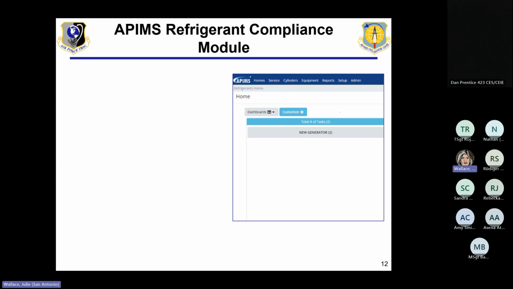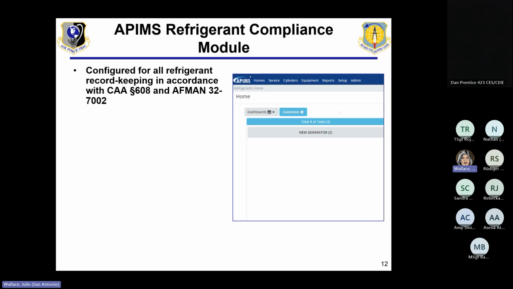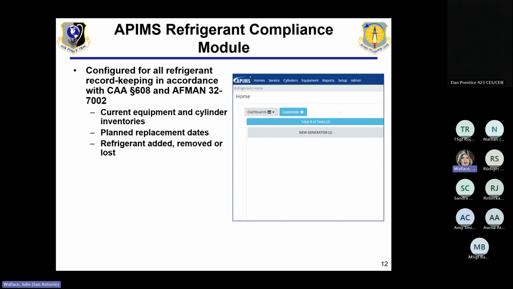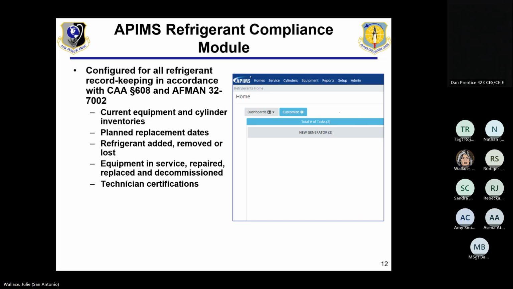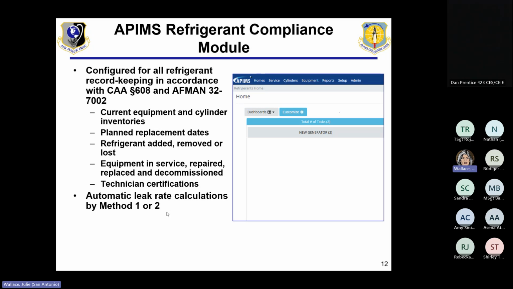All right, now the APIMS refrigerant compliance module. It was configured for all refrigerant record keeping in accordance with the Clean Air Act 608 and the AFMAN 32-7002. Current equipment and cylinder inventory, so this is important. The AFMAN does mandate that you keep your refrigerant equipment inventory up to date in APIMS. You need to have planned replacement dates. You can track the refrigerant added, removed, or lost, and equipment and service repaired, replaced, or decommissioned. You can also track technician certifications. As you know, part of the regulations are that only certified technicians are authorized to work on refrigerant equipment. And then it does the automatic leak rate calculations by method 1 or method 2, and programmatic reminders for required follow-up leak verification.